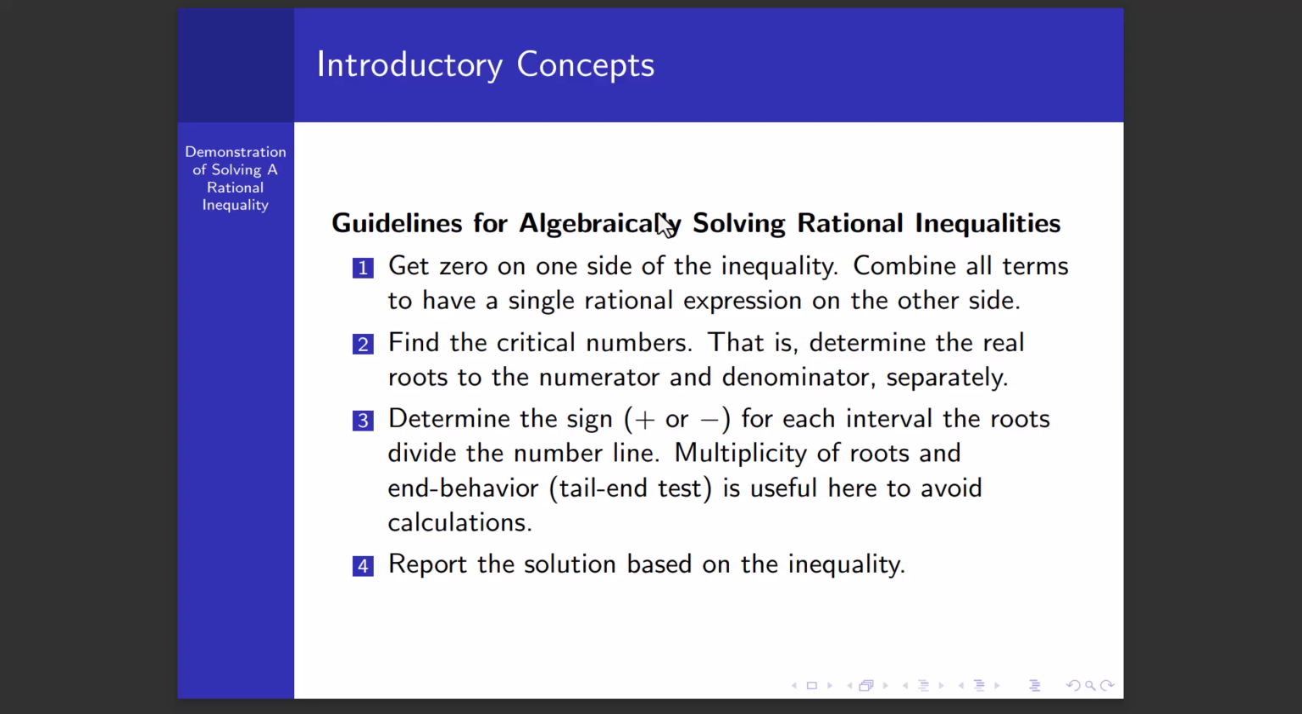Our third step is going to be to determine the sign, the plus or minus sign, for each interval the roots divide the number line into. Multiplicity of roots and end behavior, or the tail end test, is useful here to avoid calculations. And then finally, we will report the solution based on the inequality.